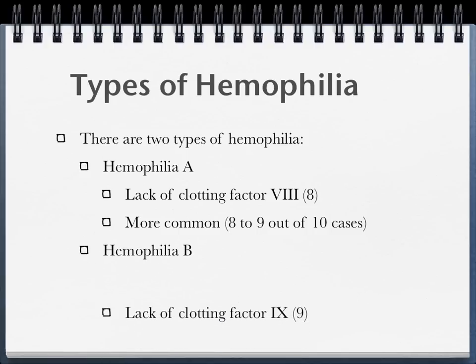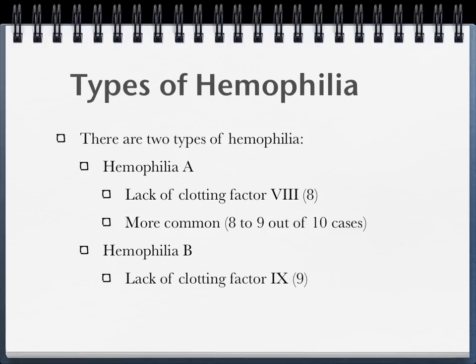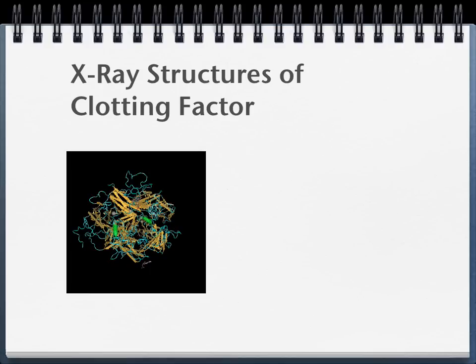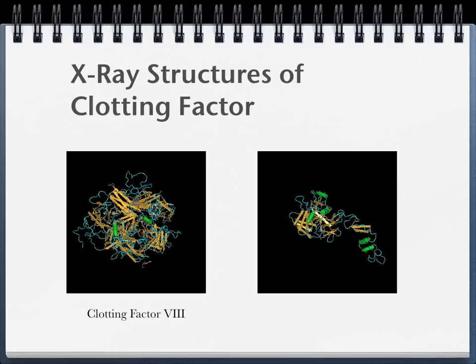Hemophilia B is caused by a lack of clotting factor 9, and it is the less common of the two types. Only 1 or 2 out of every 10 cases of hemophilia are hemophilia B. These are X-ray tertiary structures of each clotting factor 8 and clotting factor 9. They are responsible for helping the blood clot.